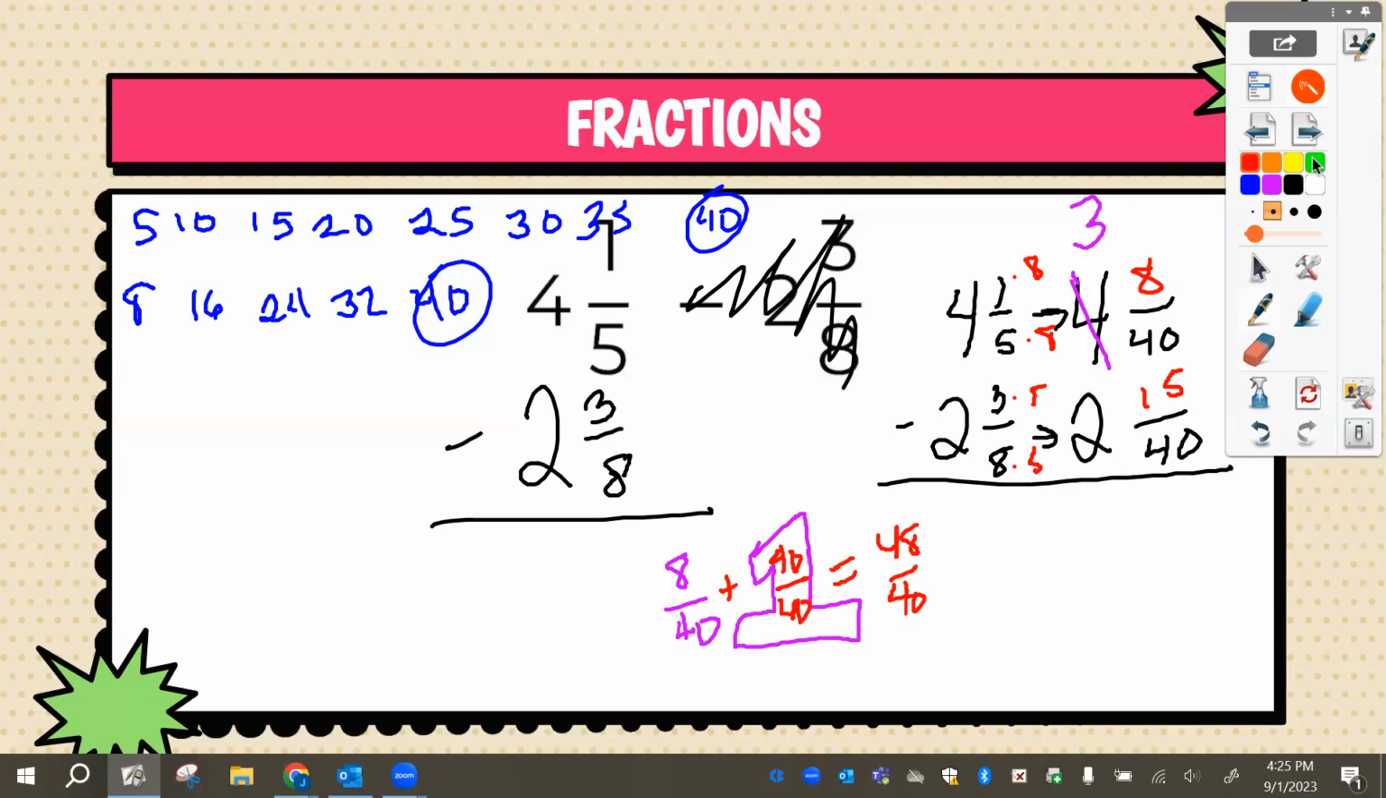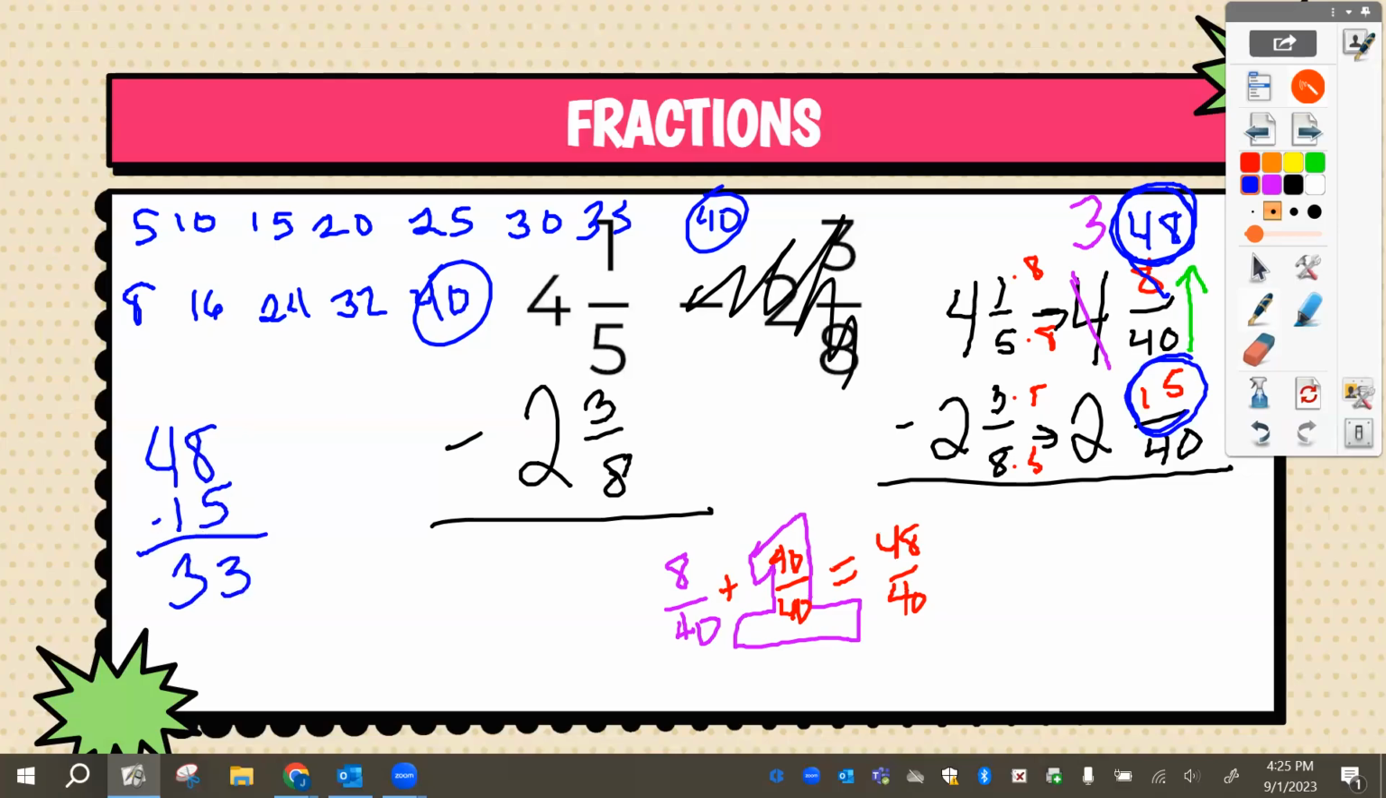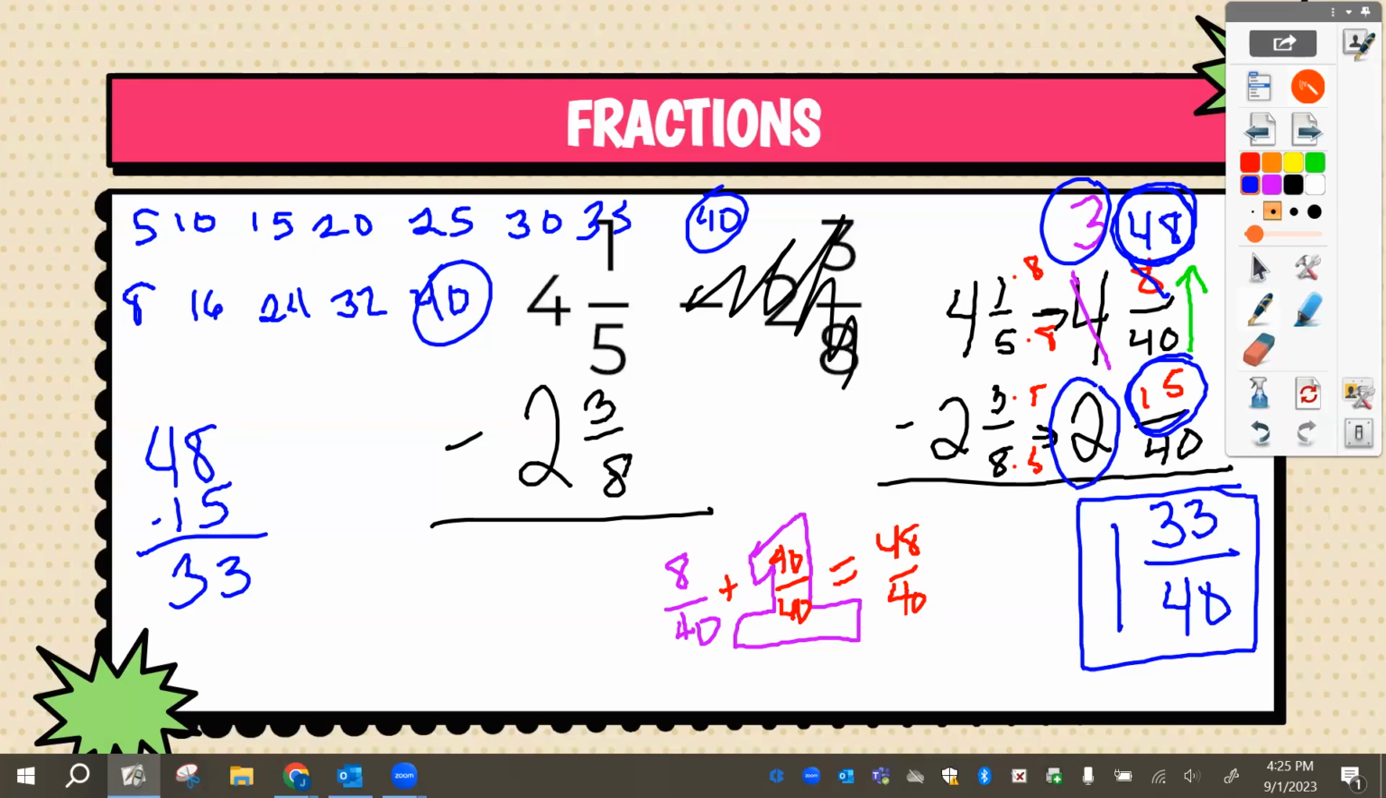Or my trick is to add going up. 40 plus 8, 48. Now let's try subtracting. I'm going to take 48, subtract 15. Let's see, 8 minus 5, 4 minus 1. So I get 33. Denominator stays the same. And now I'm going to subtract my whole numbers. 3 minus 2 is 1. 33/40ths cannot be simplified, so I am done.